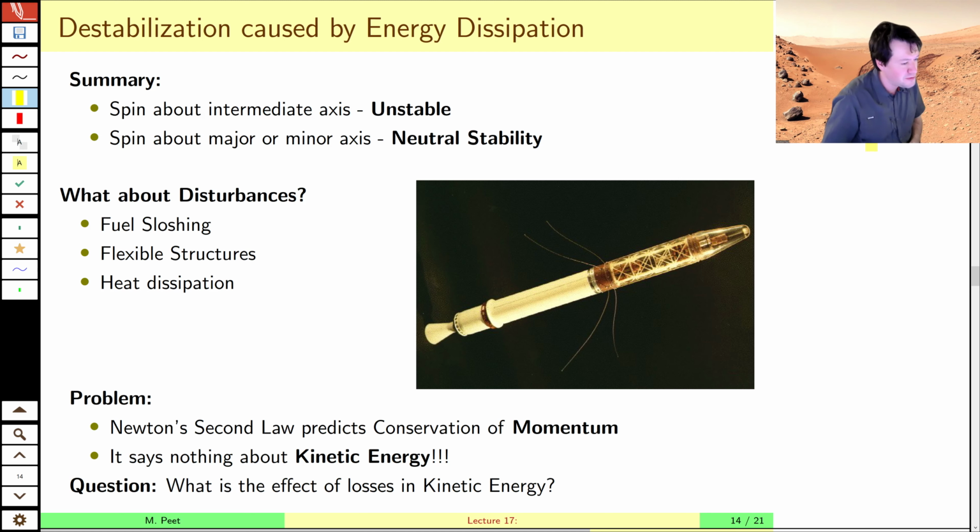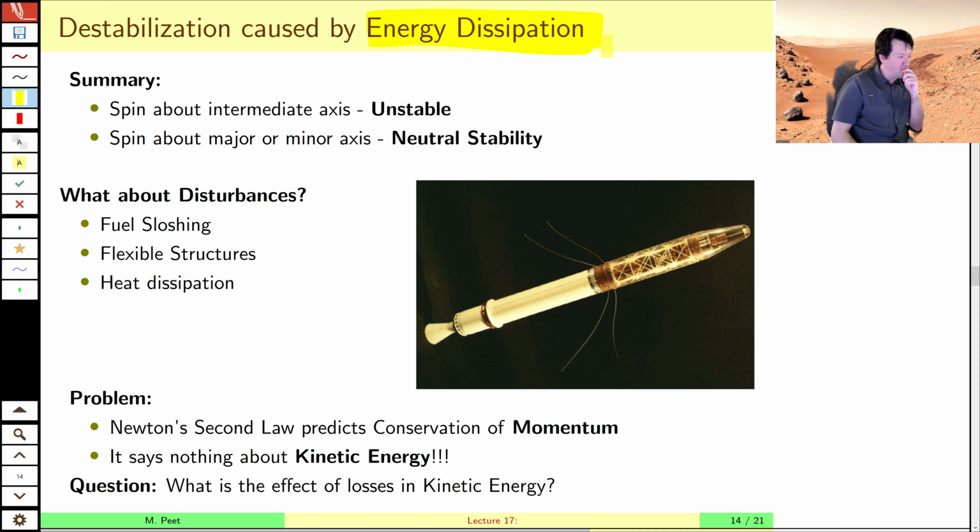All right, so welcome back from our brief break. So this will be the rather short final installment of our 17th lecture. And in this case, we're going to be talking about the effect of energy dissipation.